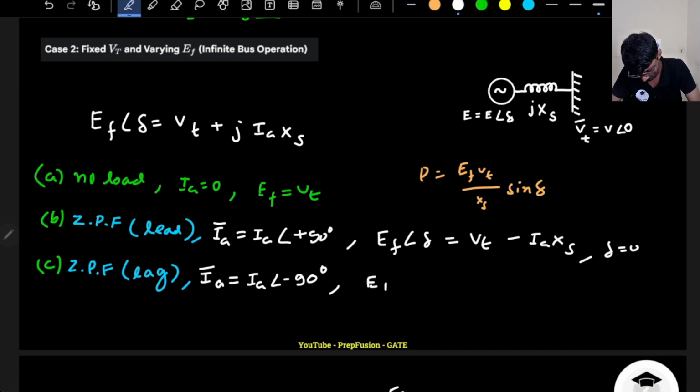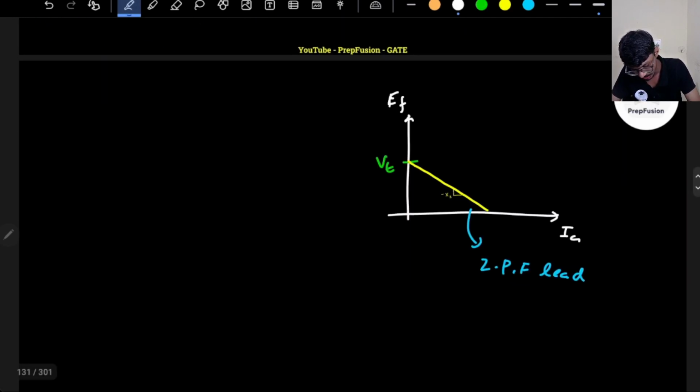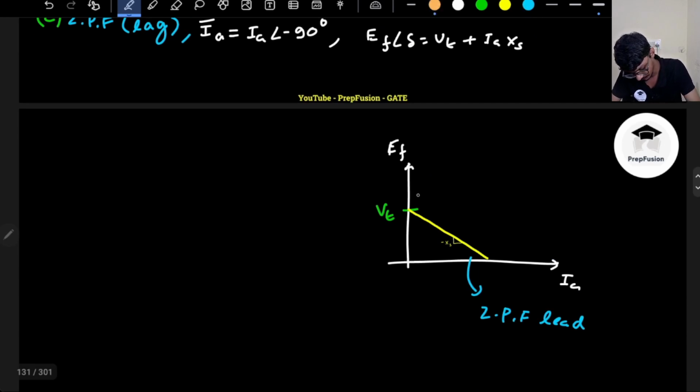So what I can do, my EF angle delta this time will be what? VT. This will become minus 90. So minus J into minus J is what? Plus 1. So this will be plus. It will just be the opposite, right? So it will be IA into XS. So the slope will now be positive.